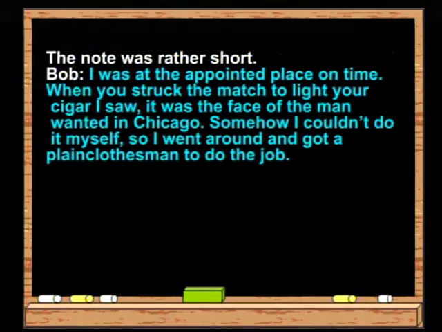"Bob, I was at the appointed place on time. When you struck the match to light your cigar, I saw you. It was the face of the man wanted in Chicago. Somehow I couldn't do it myself, so I went around and got a plainclothes policeman to do the job."